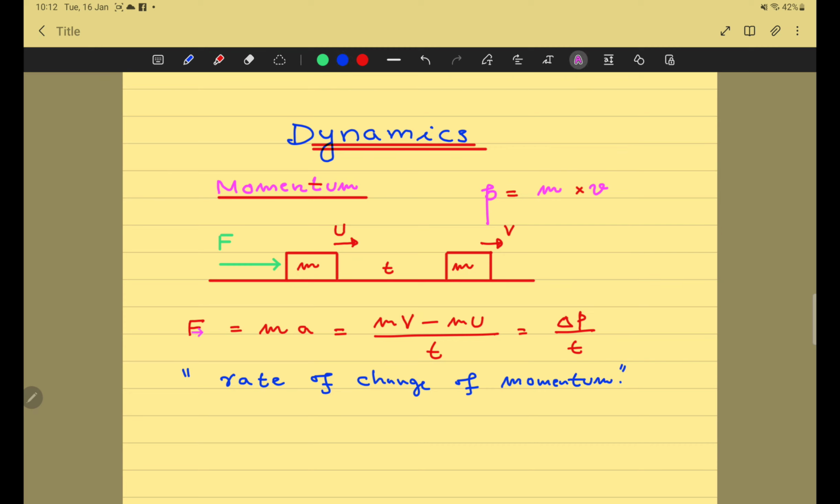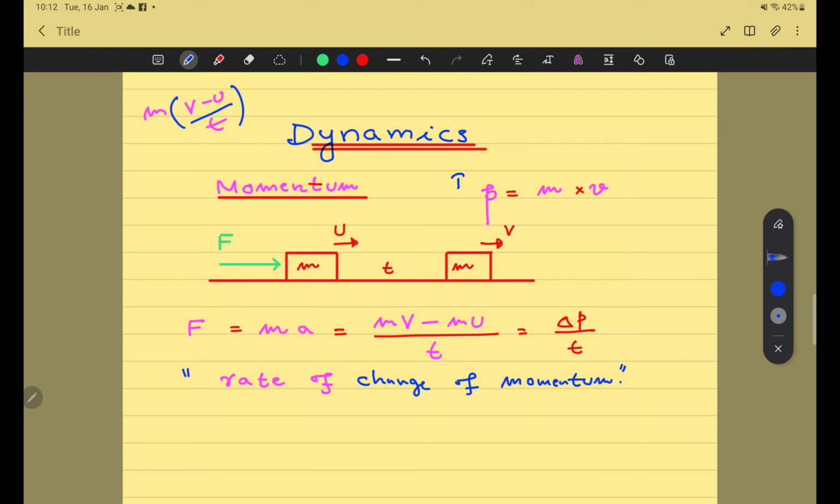So you should memorize force in IGCSE. It is a product of mass and acceleration. If you write the formula of acceleration, that is v minus u upon t, and open the bracket, then it becomes mv as final momentum, mu as initial momentum, divided by time. Divided by time means rate. So force is the rate of change of momentum.